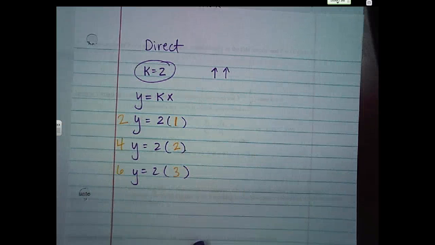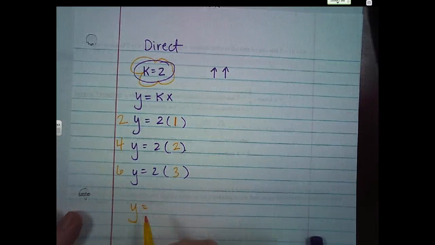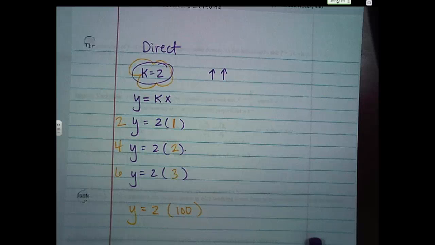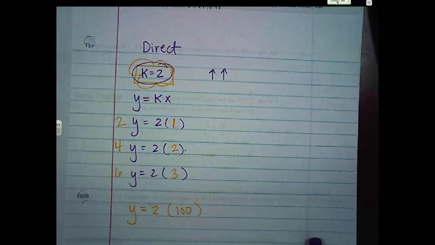Now what's cool about this is because I know the constant is 2, I could come down here and say, okay, y equals 2, and what if I said that x was 100? What would y be? 200, okay? By knowing the constant, by knowing how x and y are related, it makes it very easy. So what we're going to do in every problem is find how x and y are related. Then we can solve for 100, for 5, for 1,000, for anything we want if we know how x and y are related. And that's what they call k, the constant, in every kind.